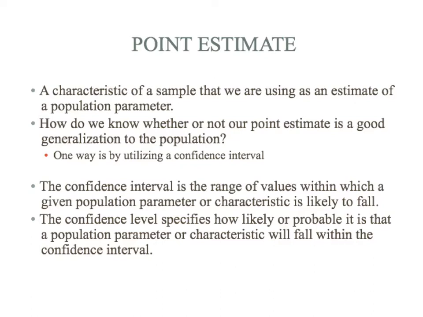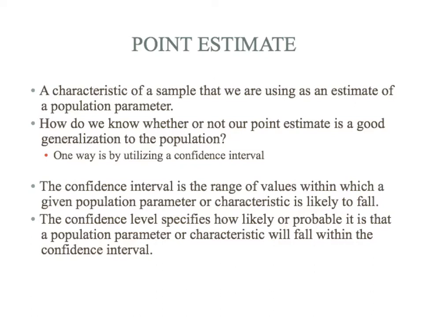One of the ways that we can do this is by utilizing what's called a confidence interval. The confidence interval consists of two parts, the interval and a level. The confidence interval is a range of values within which a given population parameter or characteristic is likely to fall. So in this case, the mean. So we're going to look at a range of values where we think the mean is likely to fall. And the confidence level specifies how likely or how probable it is that a population parameter or characteristic will fall within that interval. So this is the likelihood.